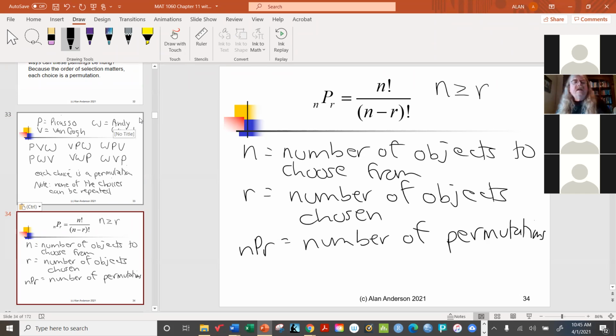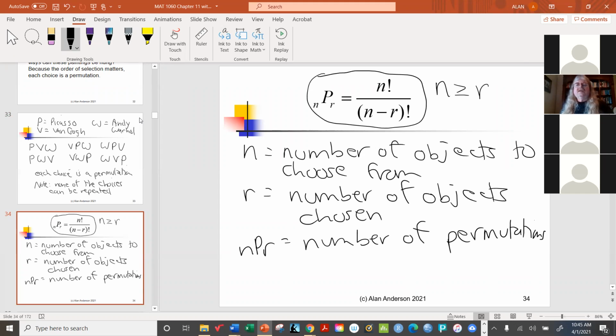So the way this is written is that n is the number of objects that we have to choose from. R is the number that we actually choose. By the way, it should be clear that n has got to be greater than or equal to r. We can't choose more objects than we have. But also, it's important to note that no choices are repeated. So if that's the case, the number of ways I can choose the paintings for my wall would come from this formula.